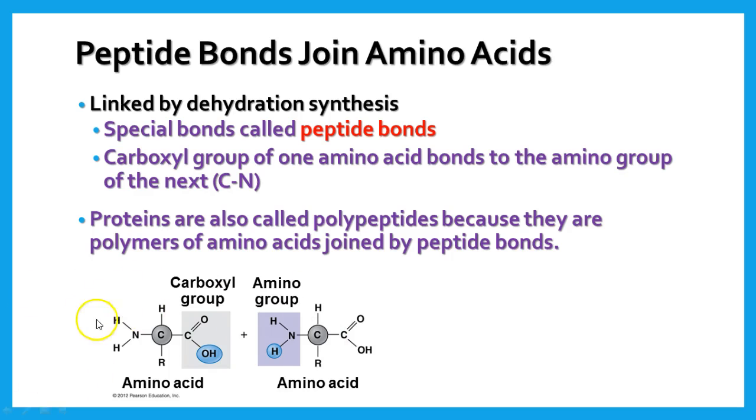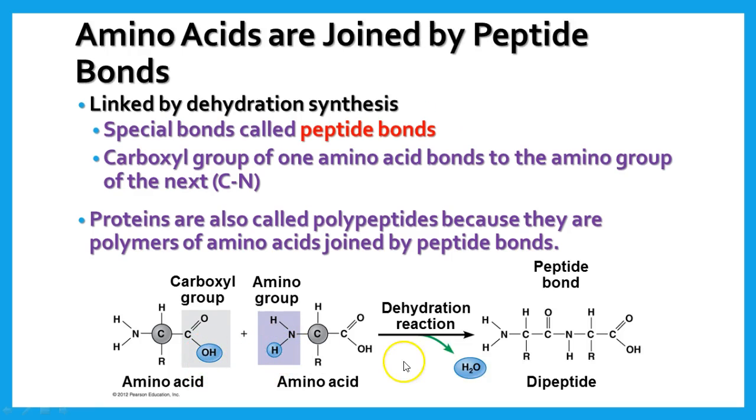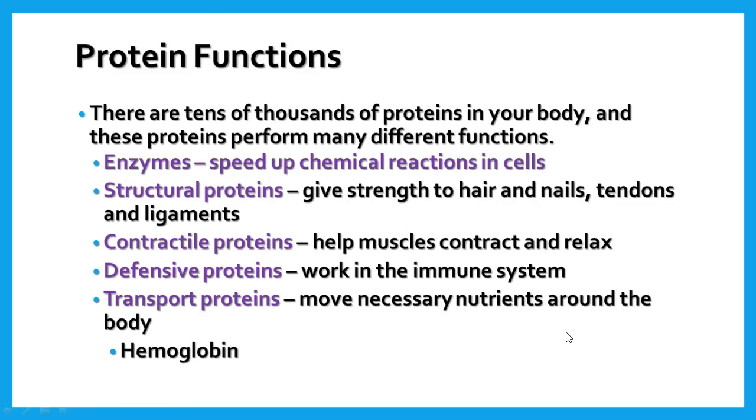Here we see the dehydration reaction combining the carboxyl group of one amino acid with the amino group of the next, and you see that it removes this hydroxyl group and this hydrogen to produce water, and then right here between the carbon and the nitrogen is our peptide bond. Special kind of bond. Now there are lots and lots of different kinds of proteins. It says tens of thousands, and tens of thousands could possibly be an underestimate.